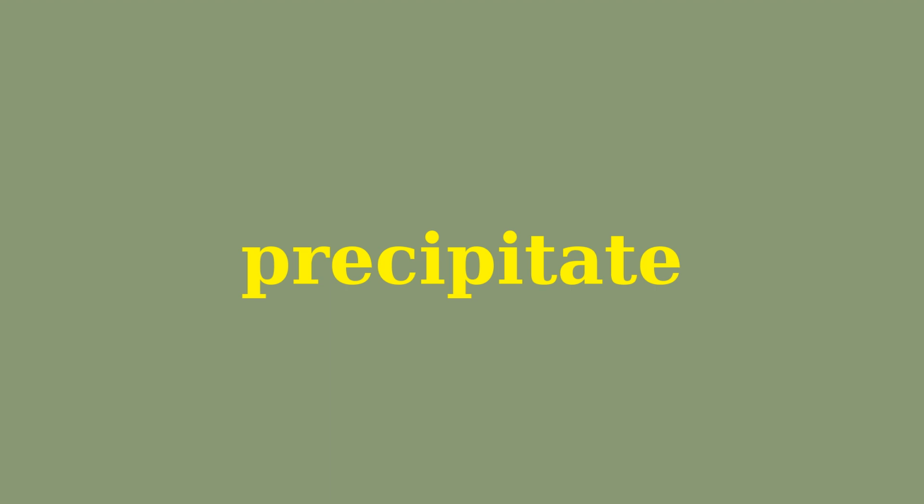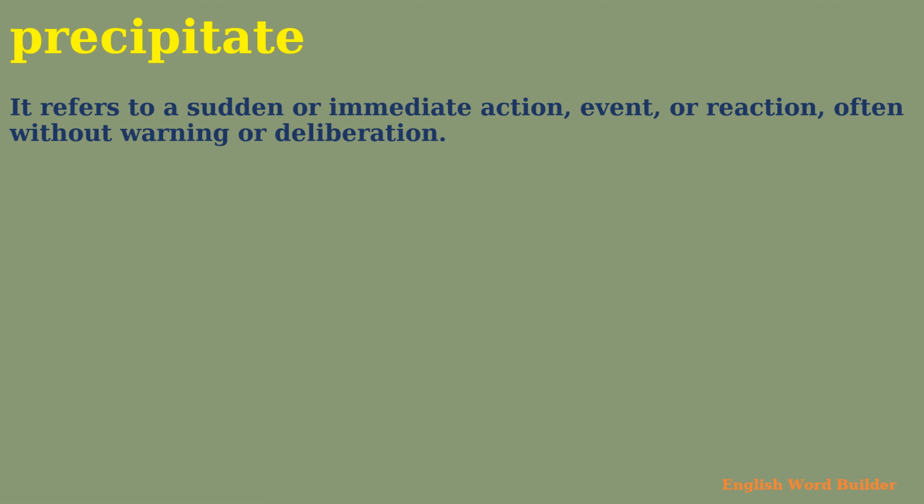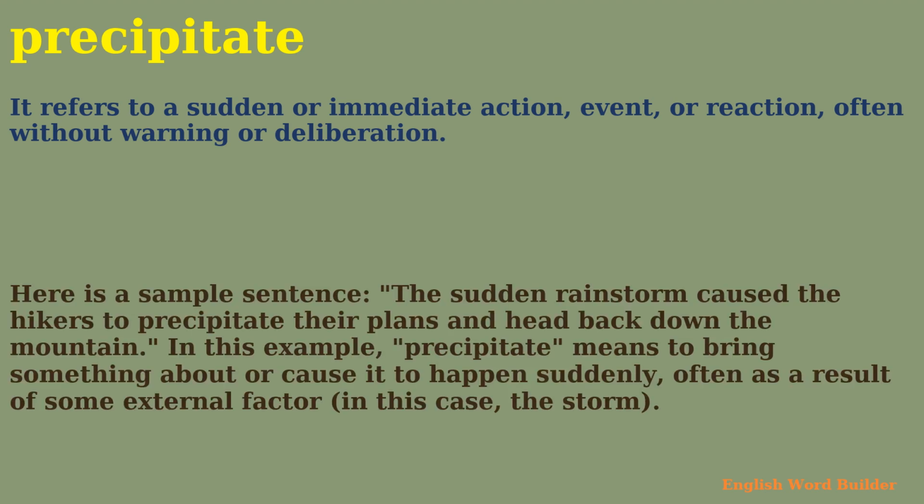Precipitate. It refers to a sudden or immediate action, event, or reaction, often without warning or deliberation. Here is a sample sentence. The sudden rainstorm caused the hikers to precipitate their plans and head back down the mountain. In this example, precipitate means to bring something about or cause it to happen suddenly, often as a result of some external factor, in this case, the storm.